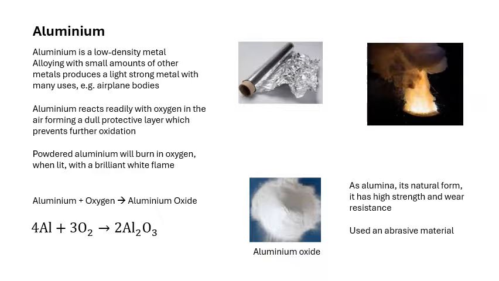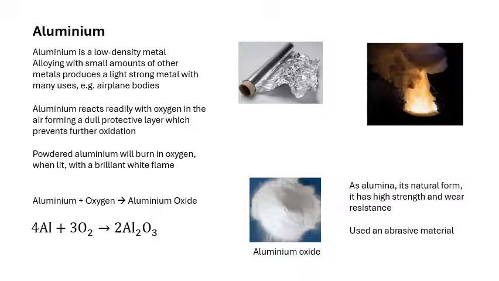Now, aluminium reacts readily with oxygen in the air, and we get a dull protective layer. When you see aluminium, it looks quite dull, but that's on the outside is aluminium oxide. It does the same job as paint. So it stops the aluminium underneath reacting.